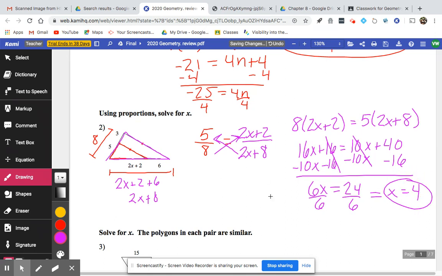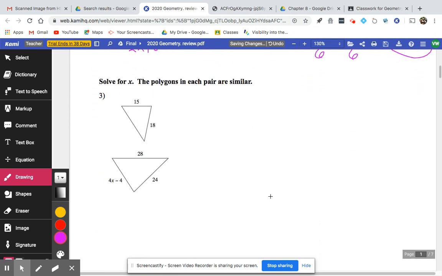Number 3, solve for x. They give us a handy bit of information for number 3. They tell us that the polygons are similar. So how does that help us? We use proportions once again. This side and this side correspond with one another.